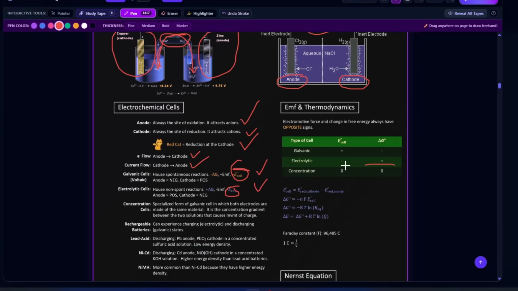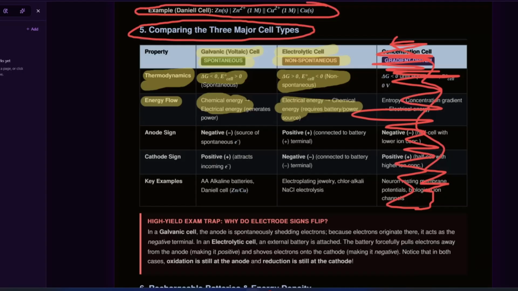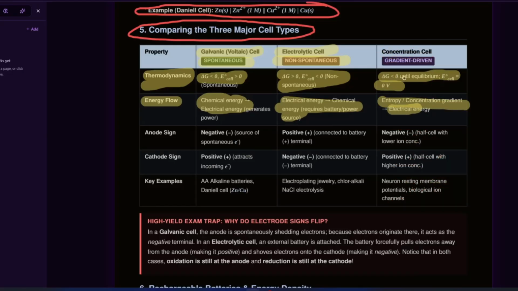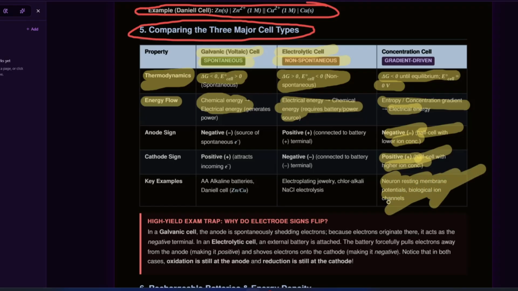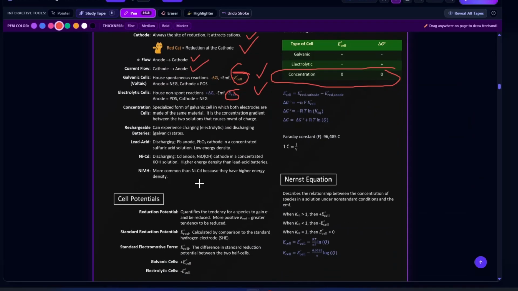The concentration cell is over here, by the way, so we could go over it. Delta G is less than 0 until equilibrium, and E equals 0 volts. Negative is the half cell with lower ion concentration, positive is the half cell with higher ion concentration. And these are key examples in terms of biology. The Daniell cell is on there too, by the way, for galvanic. So we'll follow this through now.